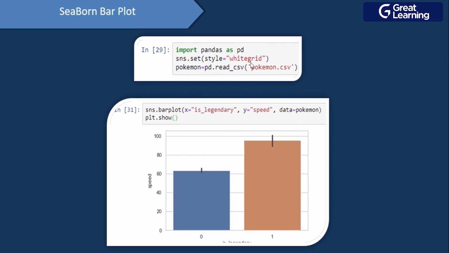And once we store it in this object, we can go ahead and create a bar plot for this isLegendary column. So this isLegendary column is a categorical column, and that is why we are creating a bar plot. In this isLegendary column, we have two categories, 0 and 1. So 0 indicates that the Pokemon is not legendary, and 1 indicates that the Pokemon is legendary. And onto the y-axis, I am mapping the speed column. And from this bar plot, it is very evident that the speed of the legendary Pokemons is higher when compared to the speed of non-legendary Pokemons.